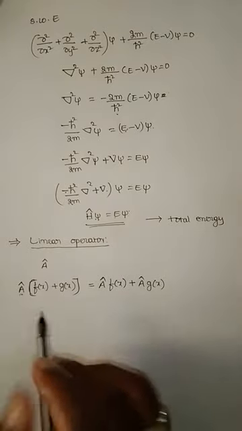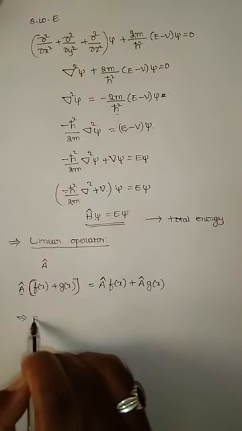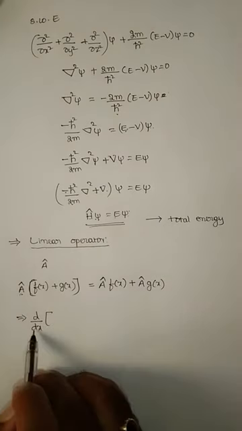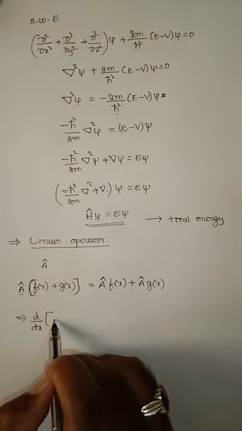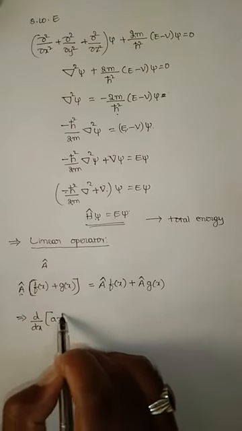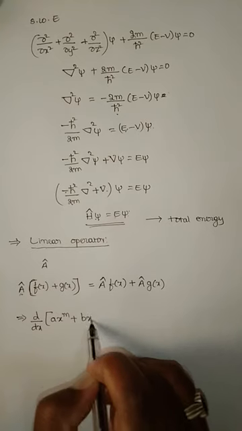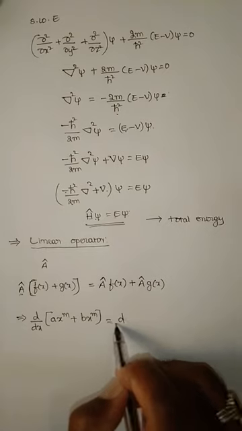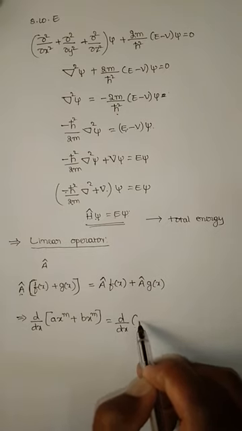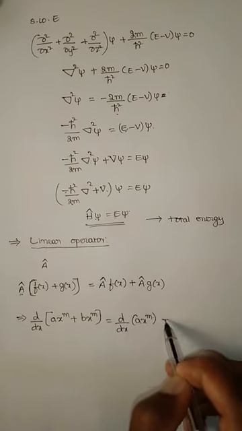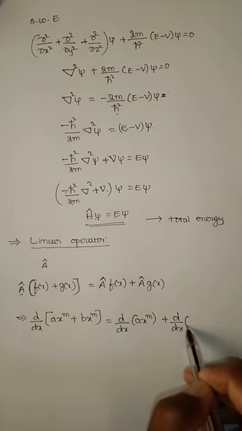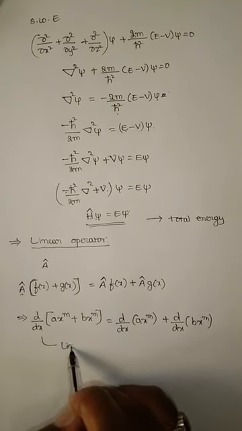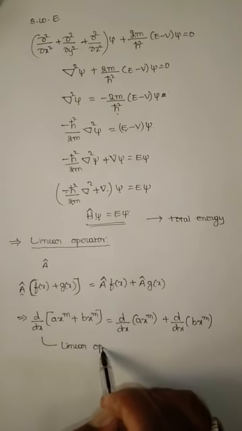So let us do one simple illustration. Let me consider the operator d/dx, and let us perform the operation of d/dx on the function a·x^m + b·x^m. Obviously, the result will be exactly equal to d/dx of a·x^m plus d/dx of b·x^m. So here d/dx will be considered a linear operator.